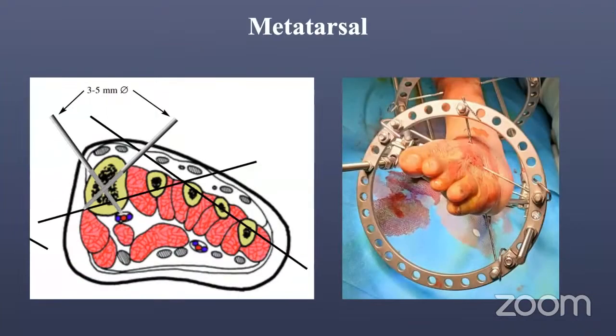For the metacarpals, again, a two wire configuration is recommended. One wire holds the medial 2 to 3 metacarpals, and the other one, the lateral 3 metacarpals. And the second picture is showing how it appears in a real patient.